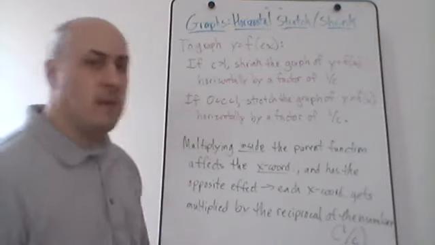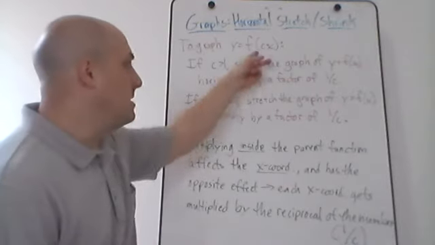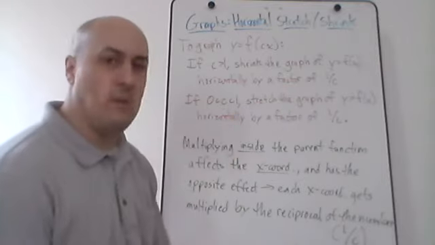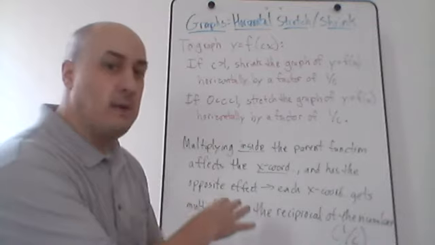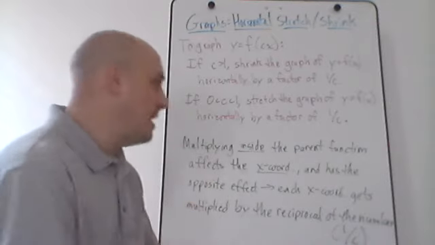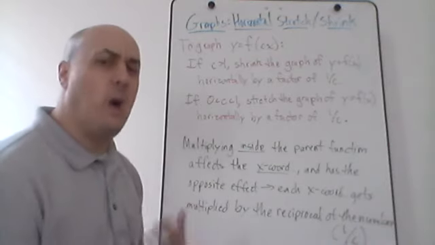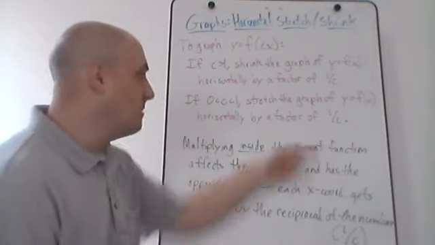Now I know that might not make much sense. Like, well, if I'm multiplying by c, why do I have to multiply all the x coordinates by 1 over c? I'm going to erase this now and put up an example. So when we do that example, I'll try to explain why we multiply by 1 over c instead of just c.